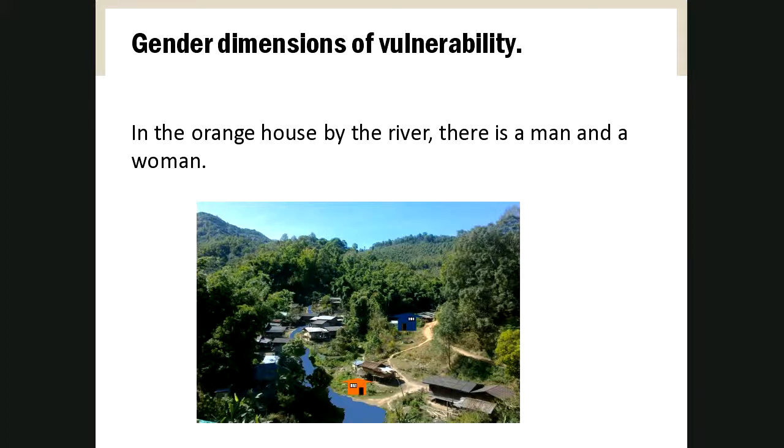So the orange house by the river, let's focus on it now. There's a man and a woman. Who is more vulnerable, the man or the woman? Anybody? Okay, both. Good. Everybody's right. It depends.